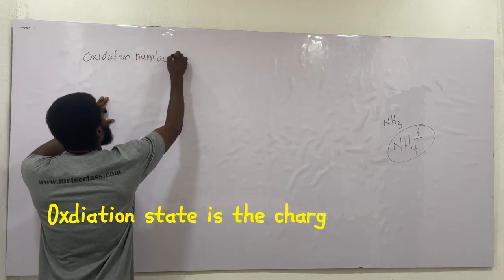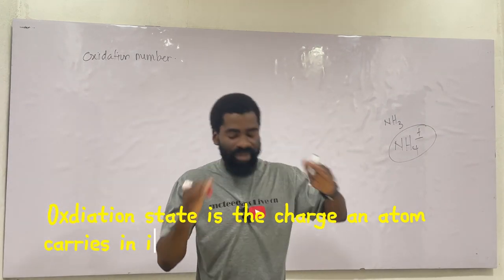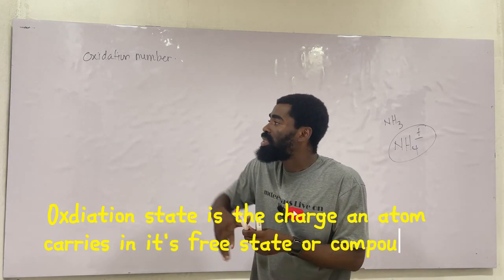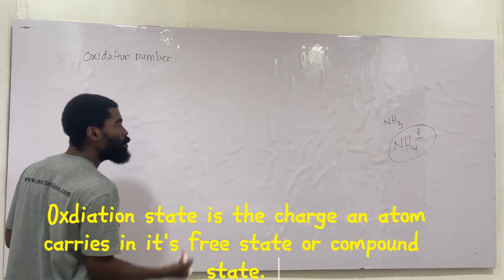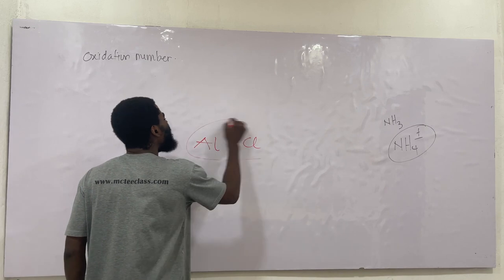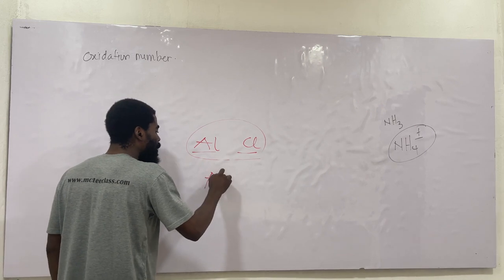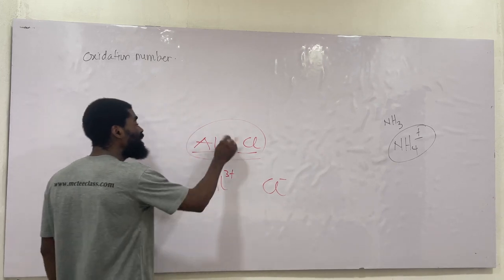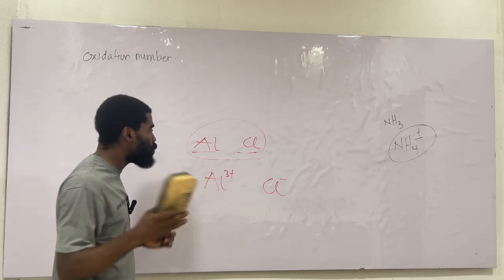what is it? Oxidation number is the charge an atom carries in its free state or compound state. The definition again is the charge an atom has in its free state or in its compound state. What do I mean by that? Remember that before you form the compound, you had a charge. If you're an atom, Al and Cl will never form compounds because they are atoms. They can only form a compound when they are ions. So Al3+ and Cl- can form a compound, but in the atom state they cannot form one, because they don't have any valency to interchange. Hope you get the point I'm making here.